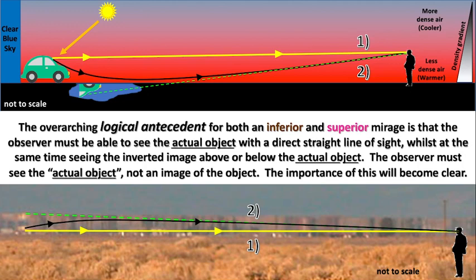The overarching logical antecedent for both an inferior and superior mirage is that the observer must be able to see the actual object with a direct straight line of sight, whilst at the same time seeing the inverted image above or below the actual object. The observer must see the actual object, not an image of the object. The importance of this will become clear.